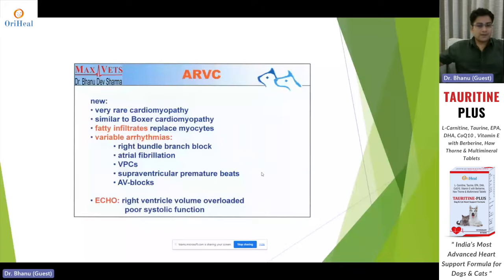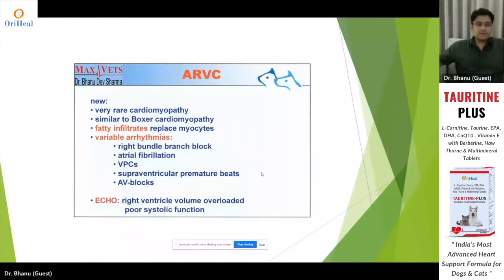There can be a right bundle branch block. There can be atrial fibrillation. Very commonly, we see the VPCs, ventricular premature contractions. There can be APCs, which we call the supraventricular premature beats. There can be atrioventricular conduction blocks. And if you do the echocardiography in these cats, there would be poor systolic functions, poor contractile functions of the right ventricle, and that would cause severe right ventricular volume overload.